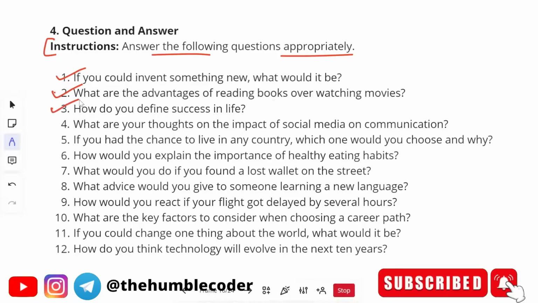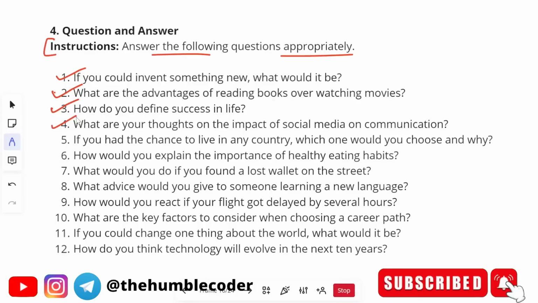How do you define success in life? Success is achieving personal and professional goals while maintaining happiness and a good work-life balance. It varies for everyone, but often includes growth, financial stability, meaningful relationships, and personal fulfillment. Moving on to the next question.